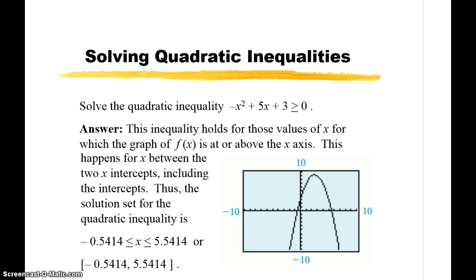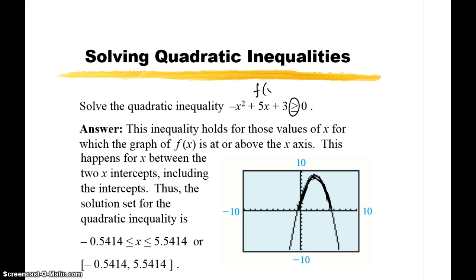Here's the process explained. The inequality holds for those values of x for which the graph of f of x is at or above the x-axis. We've graphed our inequality here on this graph using a graphing calculator, and then we're seeing where this is bigger than or equal to 0. Well, the part of the graph that's bigger than or equal to 0 is the part that I'm highlighting here. It's the part above the x-axis. This is where f of x is bigger than or equal to 0.